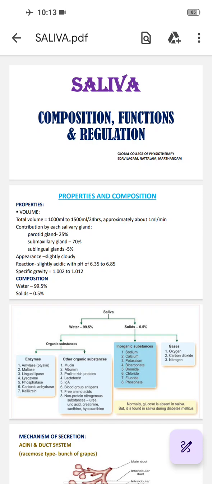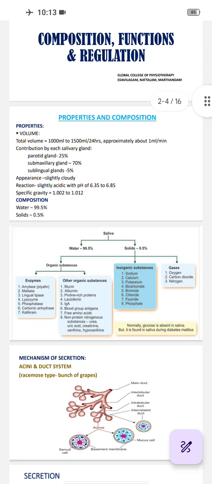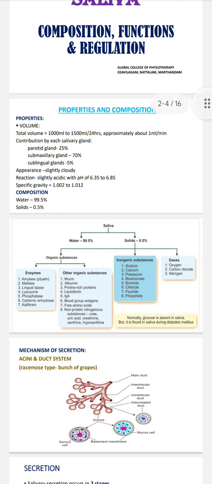Good morning, everyone. So today's topic is the composition, functions, and regulations of saliva from physiology. First, we'll see about the properties and composition. The properties include volume, appearance, reaction, and specific gravity.